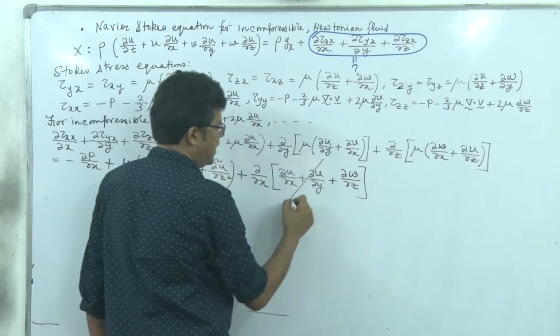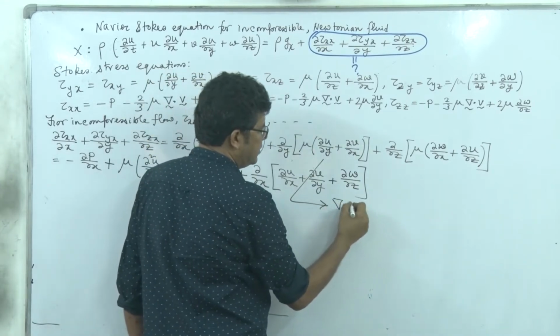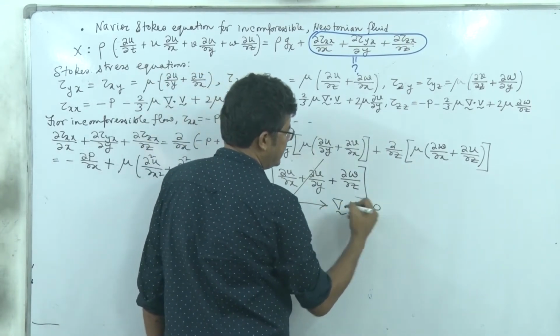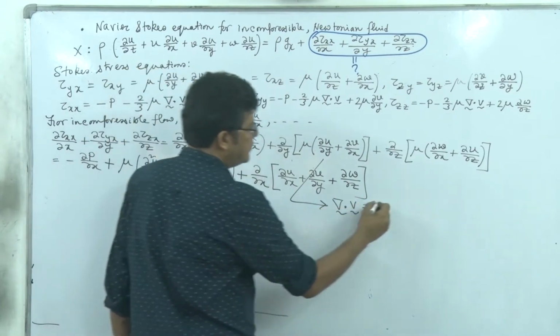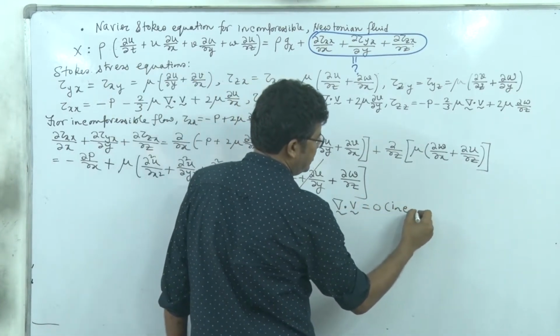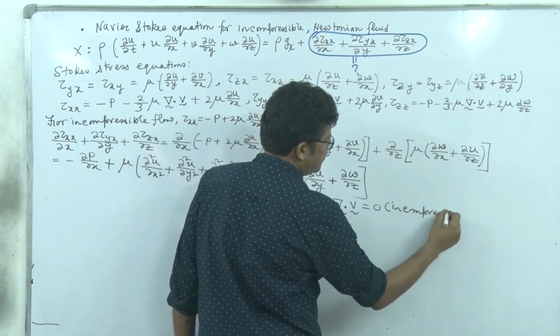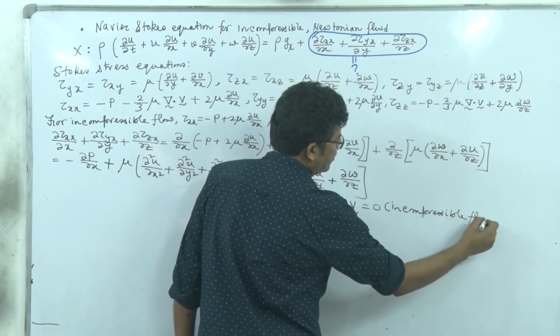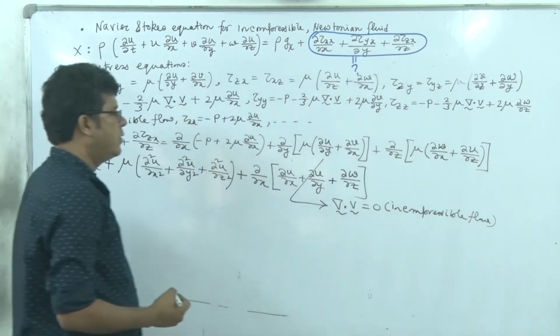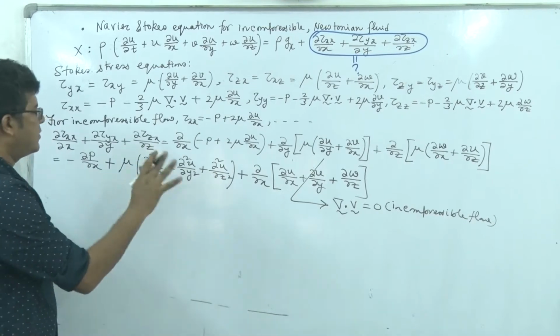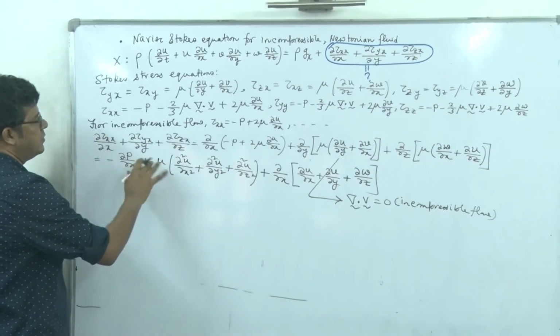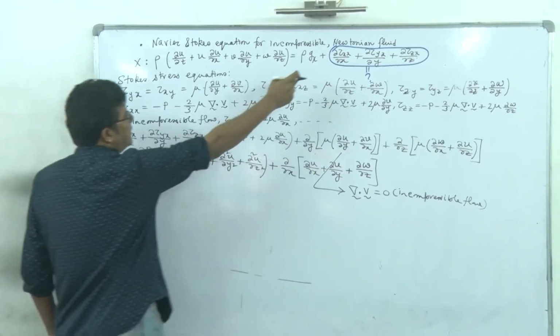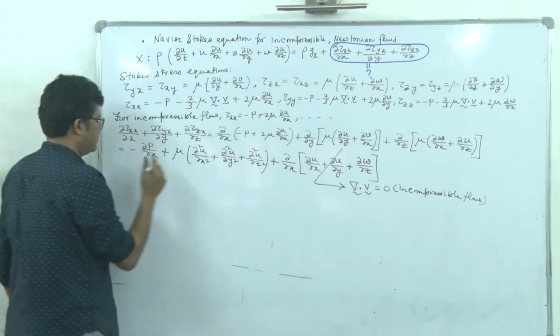And this entire term, you see, it is del dot v, which is 0, because it is incompressible. So because it is incompressible flow, this term reduces to 0. So this entire group of terms reduces to this expression.